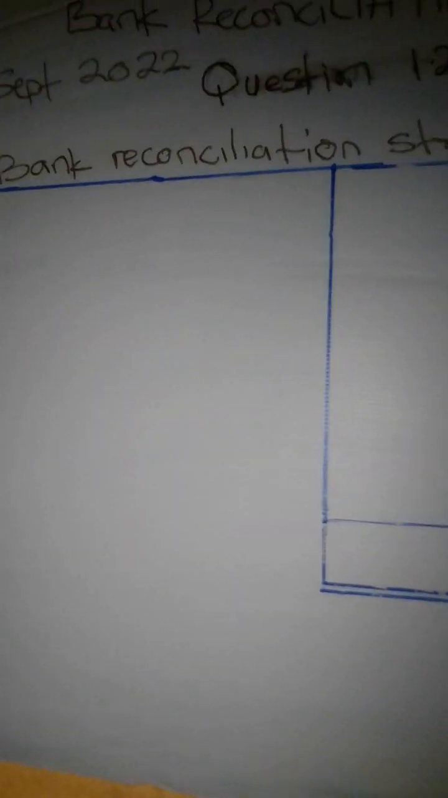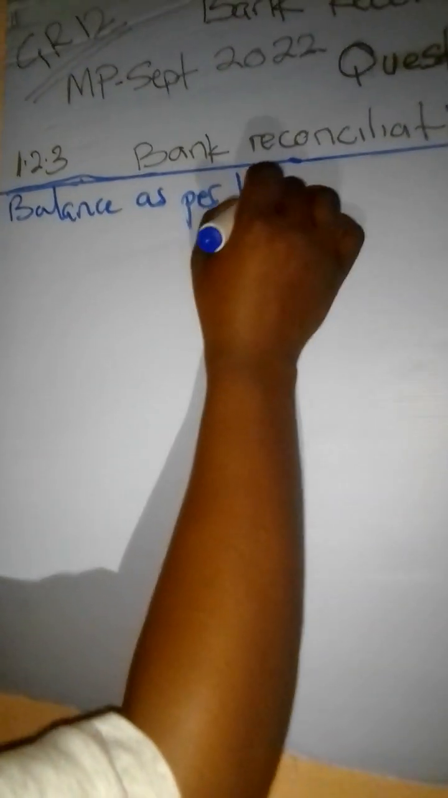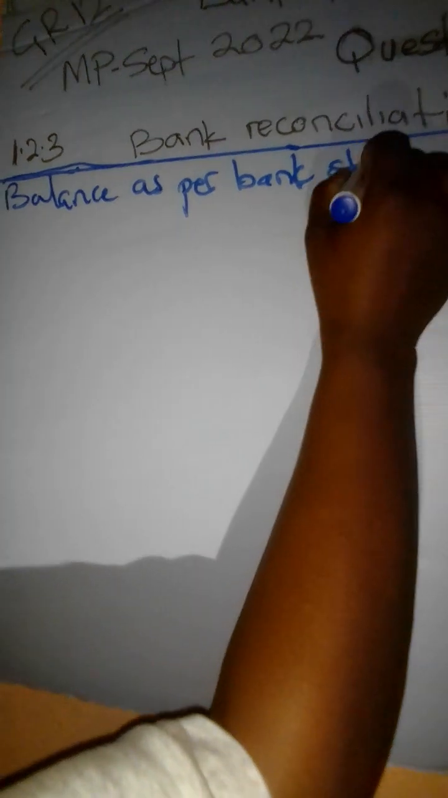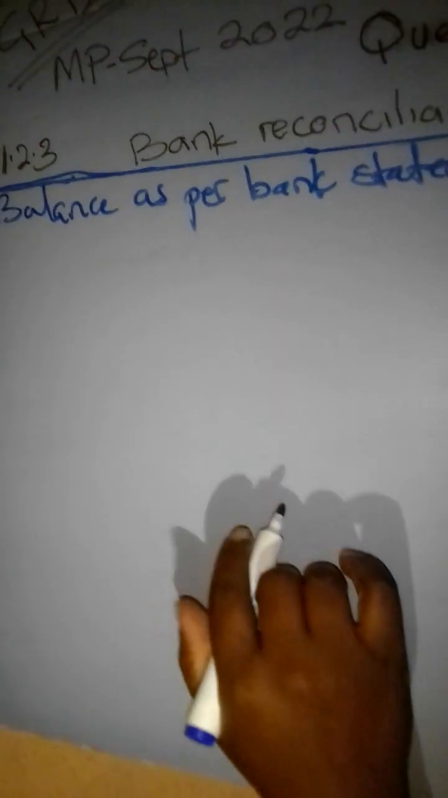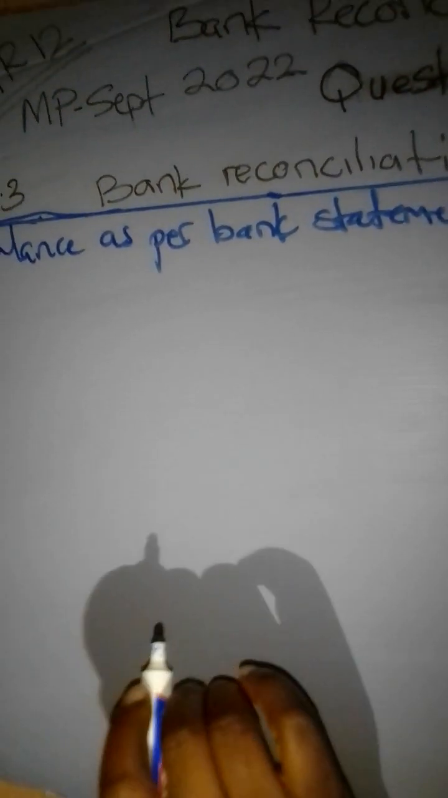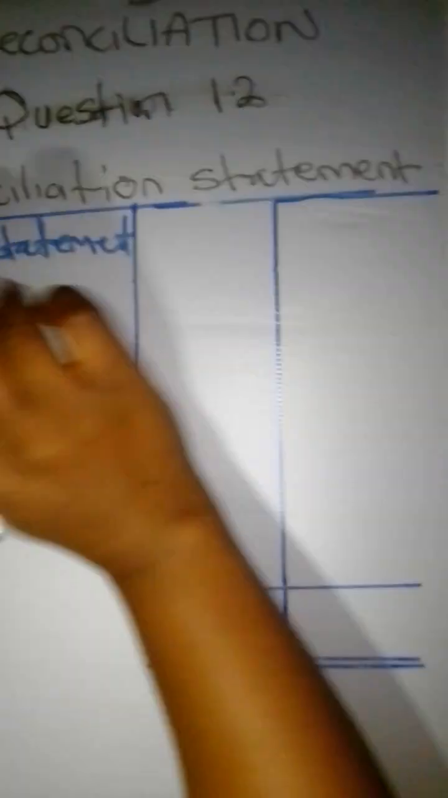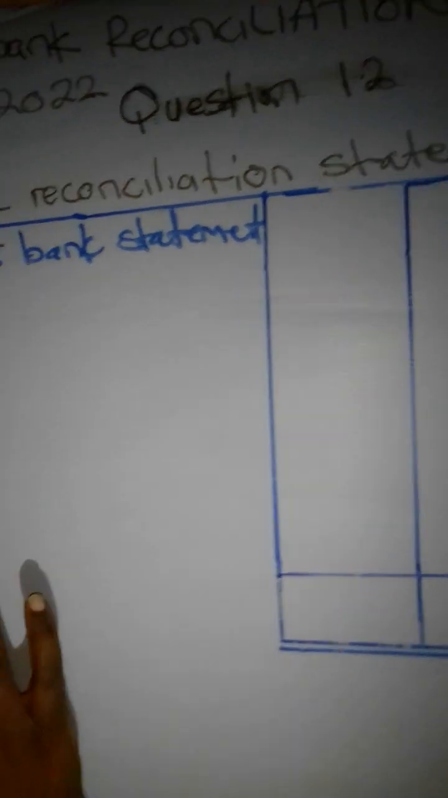of July 2022. As we do our bank reconciliation statement, we start by recording the balance as per bank statement. In this question we are not given that amount, which most likely means that balance becomes our balancing figure.